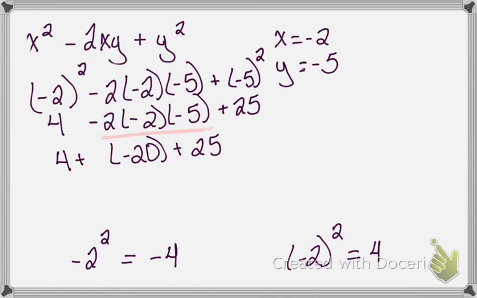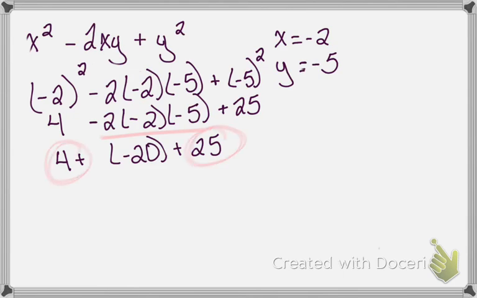Okay? Now, students can do this in various orders. It doesn't really matter which order you do this in. I typically add my 2 positive numbers together. What are my 2 positive numbers? Good. So then I have 29 plus negative 20. So my final answer here is 9.